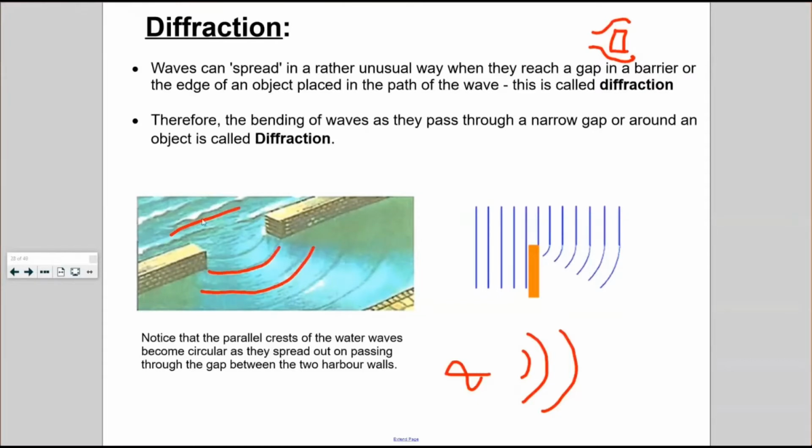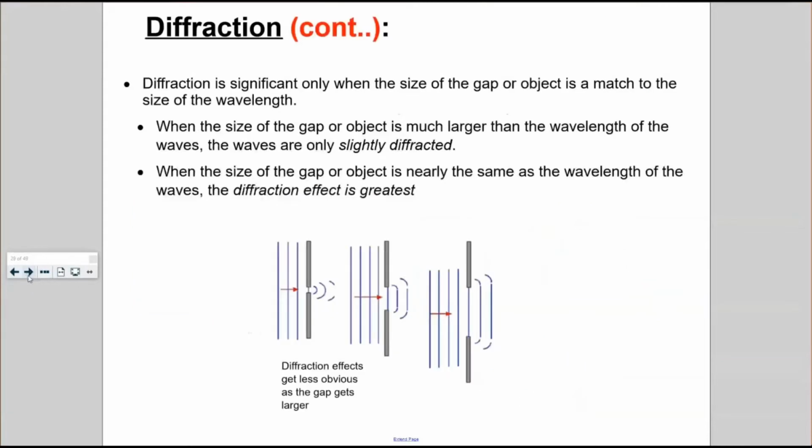So that's how, in this example, what we are trying to show is that the waves get bent around the corners. And this bending is called diffraction.